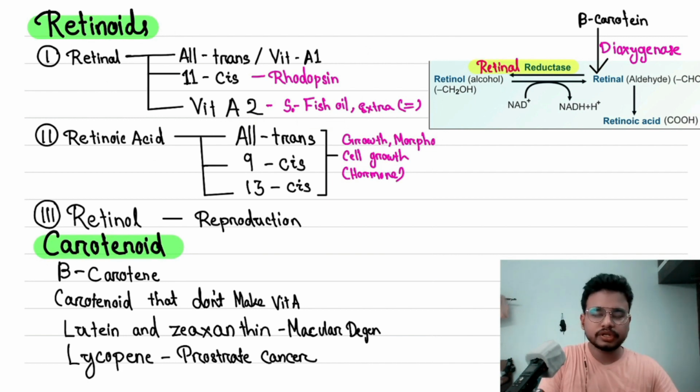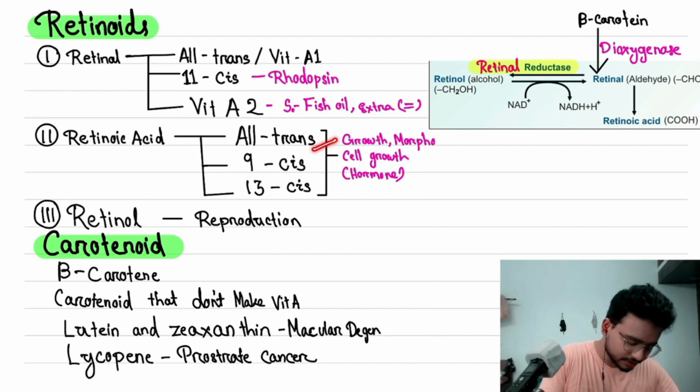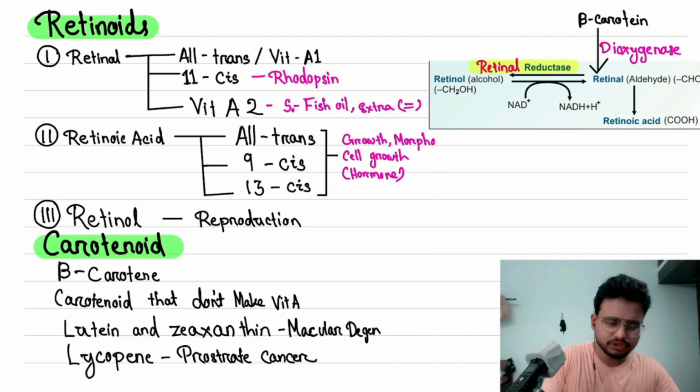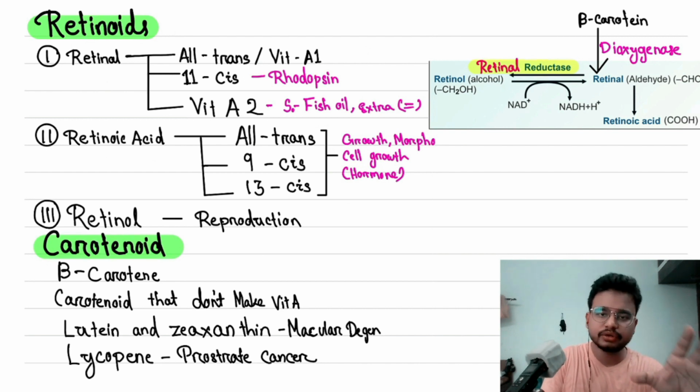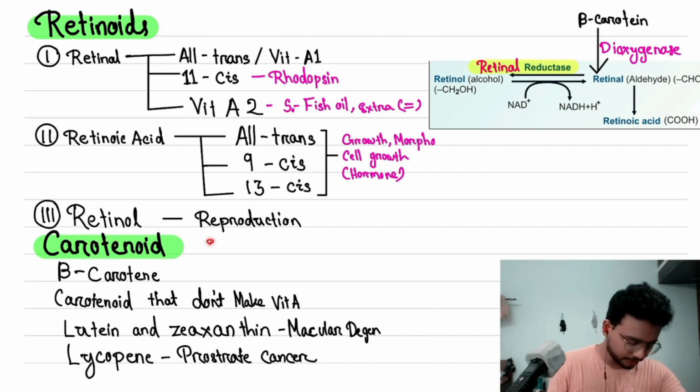in the ring. In our book, there is mention of three types of retinoic acid: all-trans retinoic acid, 9-cis retinoic acid, and 13-cis retinoic acid. All these are used in growth, morphological modifications and cell growth, and they act like a hormone. Retinoic acid primarily acts like a hormone, and retinol is for reproduction.